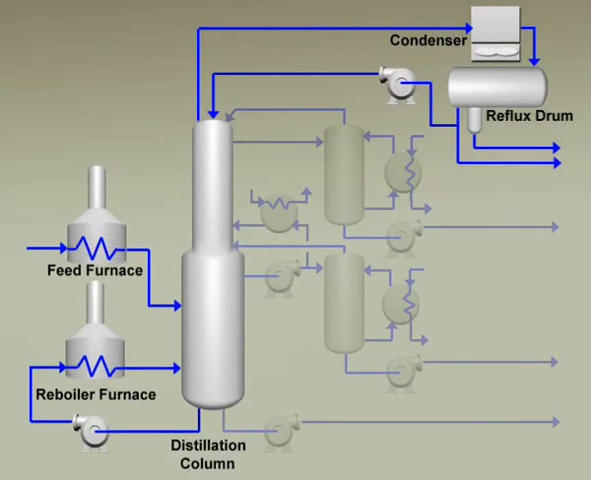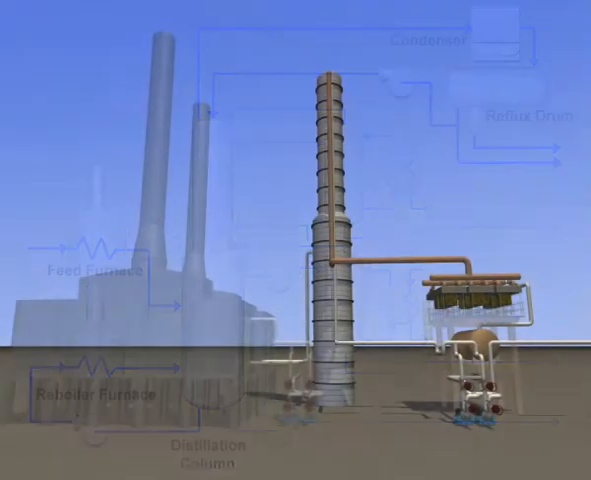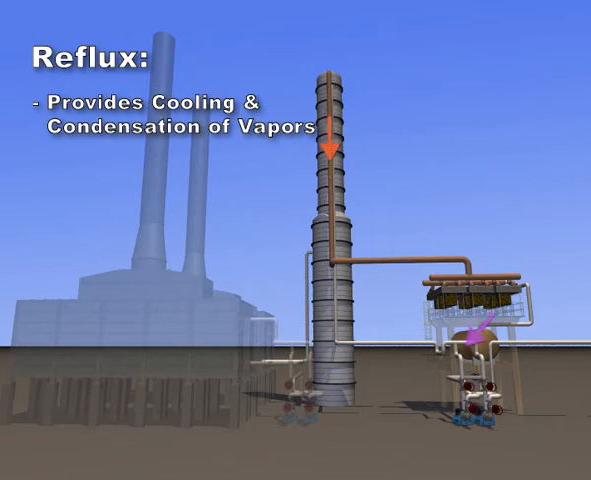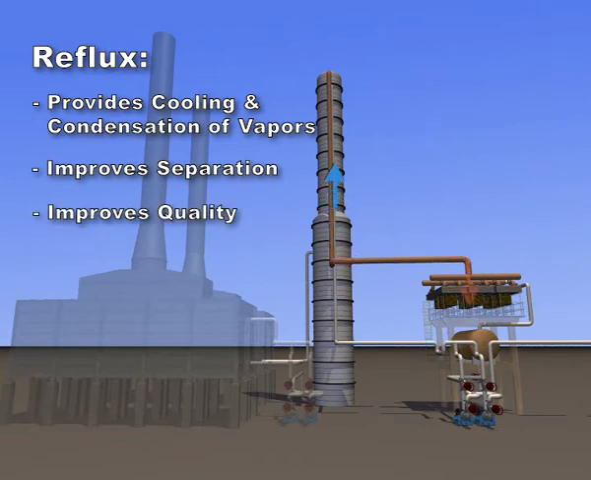Part of the condensed portion of the lighter liquid is pumped back into the column. This reflux achieves a more complete separation of products. Inside the tower, the downflowing reflux liquid provides cooling and condensation of the upflowing vapors. Reflux improves the separation process and therefore the quality of the product and efficiency of the tower.